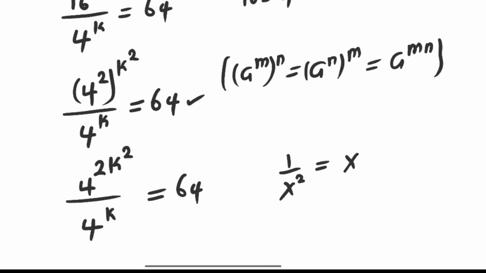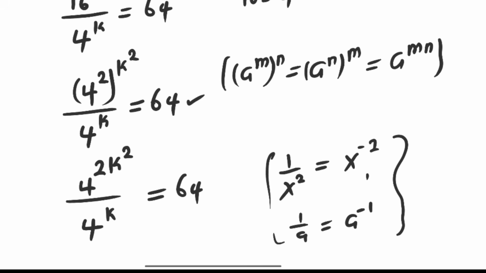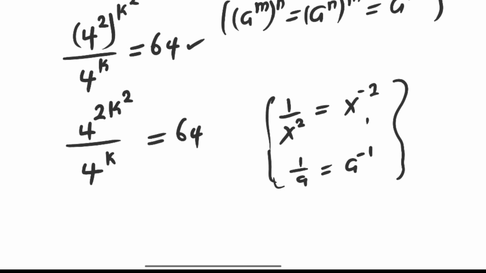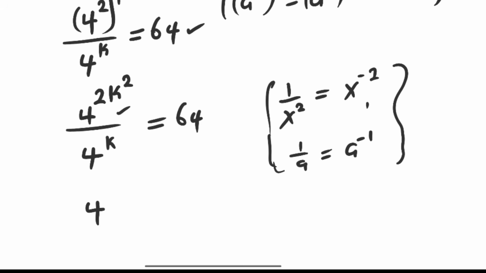Then also take note of this, that if you have 1 over s squared, this is equal to s raised to power minus 2. Or if you have 1 over a, this is equal to a raised to power minus 1. So this can be written as 4 raised to power 2k square multiplied by 4 raised to power minus k is equal to 64.